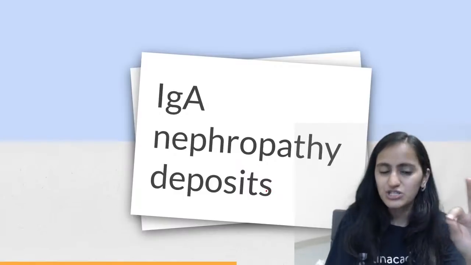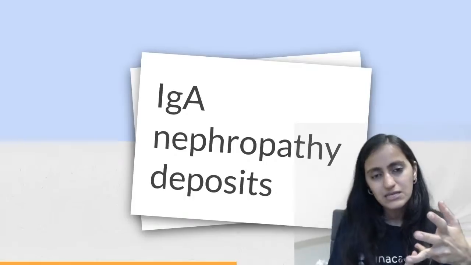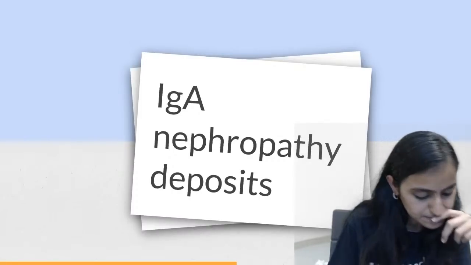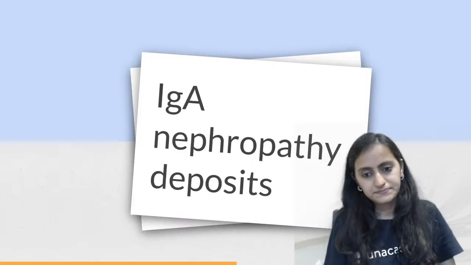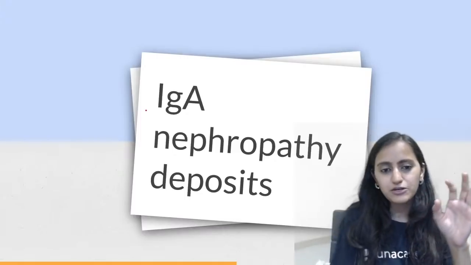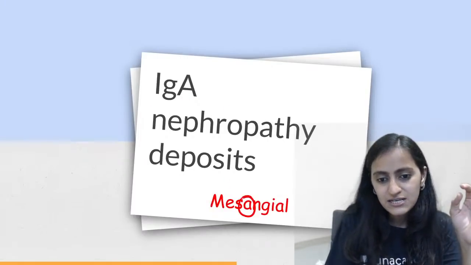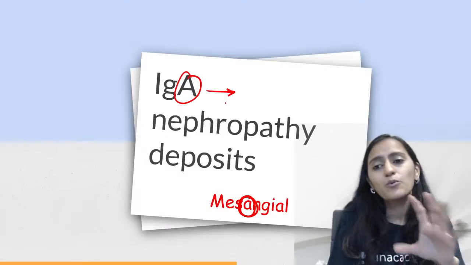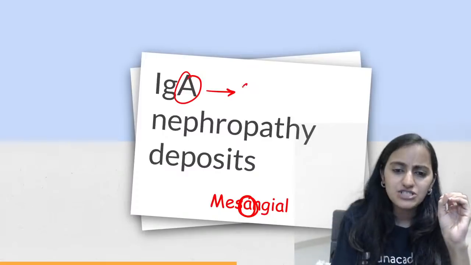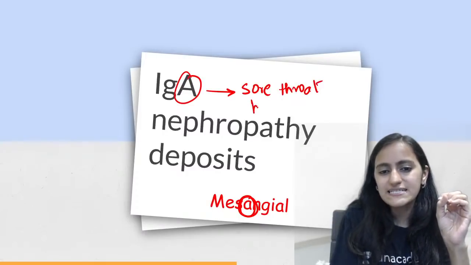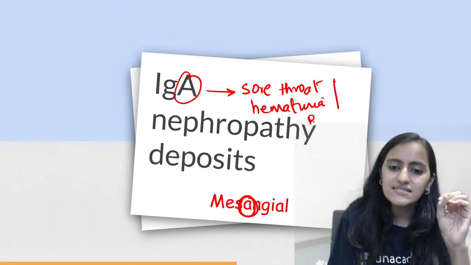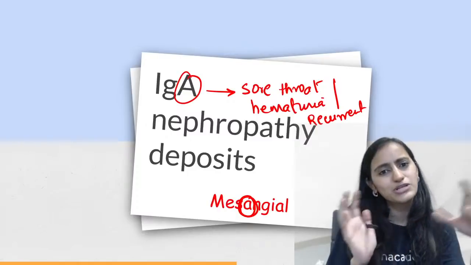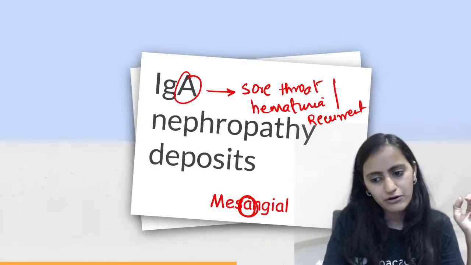IgA nephropathy deposits, where do you see the deposits? Subepithelial, subendothelial, intramembranous, mesangial. Where do you see the IgA nephropathy deposits? Very good. A is mesangial. So you see mesangial deposits in IgA nephropathy. What is the history in IgA nephropathy? Very common in children. After sore throat, the patient gets hematuria after sore throat. And this is a recurrent thing which happens and it gets fine automatically. Okay. So recurrent hematuria after sore throat in a child, think of IgA nephropathy.